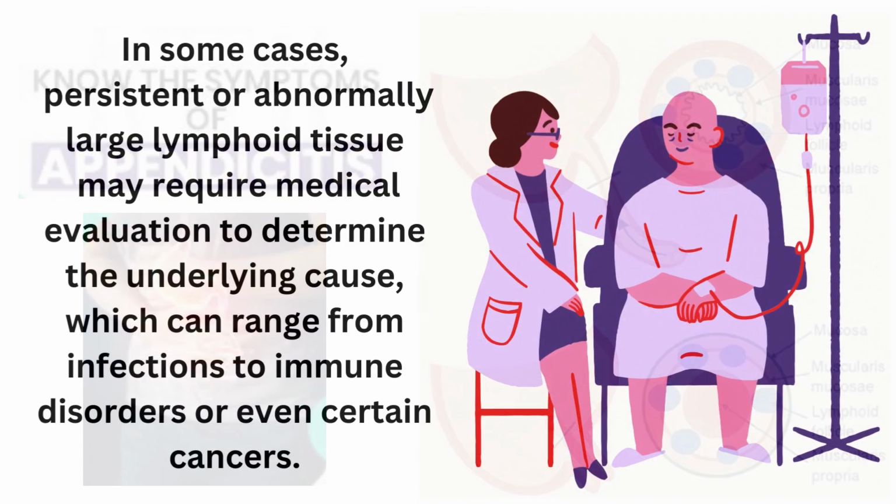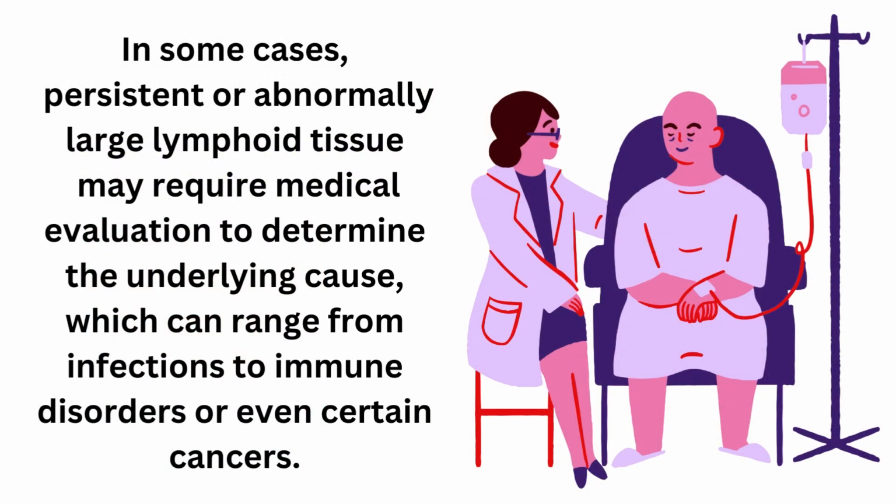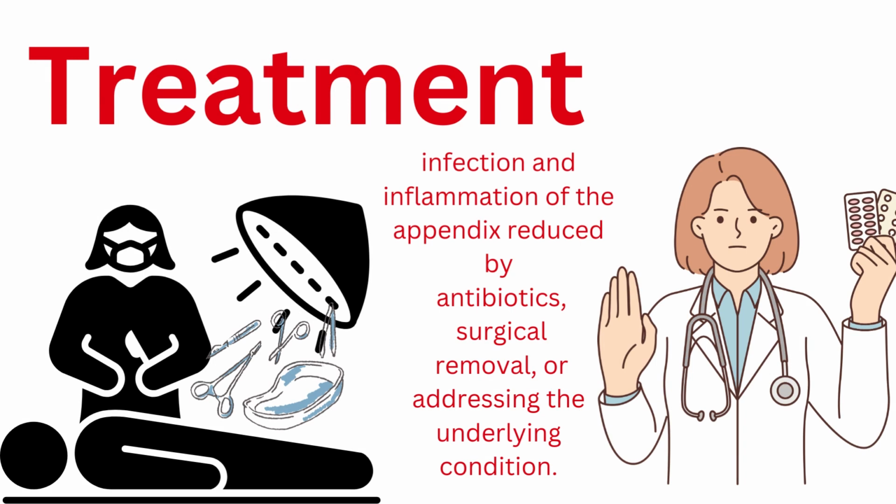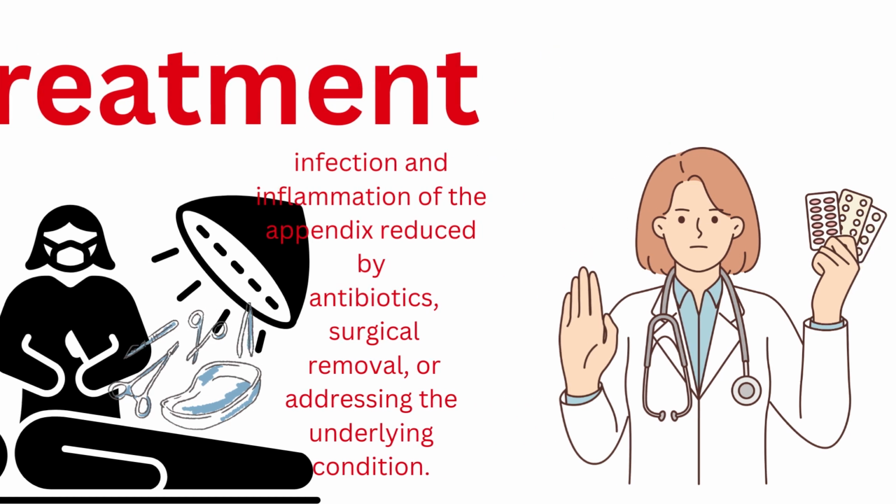In some cases, persistent or abnormally large lymphoid tissue may require medical evaluation to determine the underlying cause, which can range from infections to immune disorders or even certain cancers. Treatment, if necessary, depends on the specific diagnosis and may include antibiotics, surgical removal, or addressing the underlying condition.